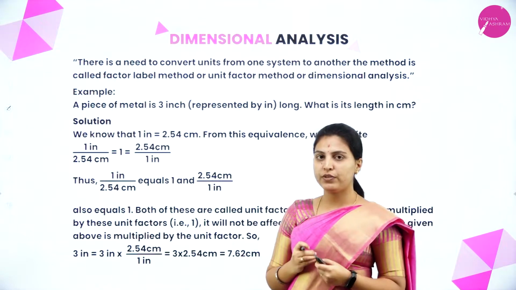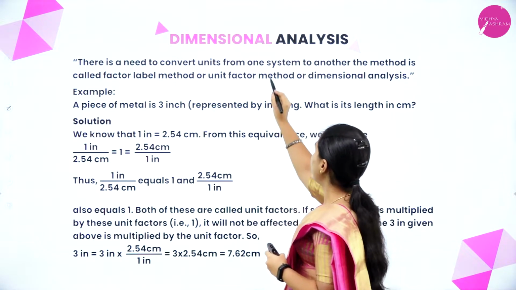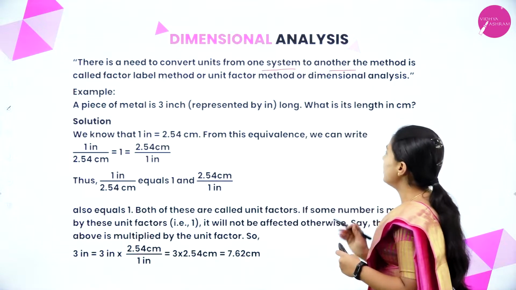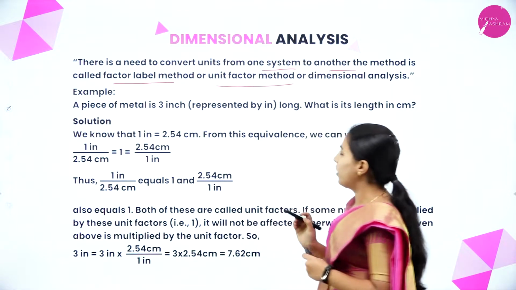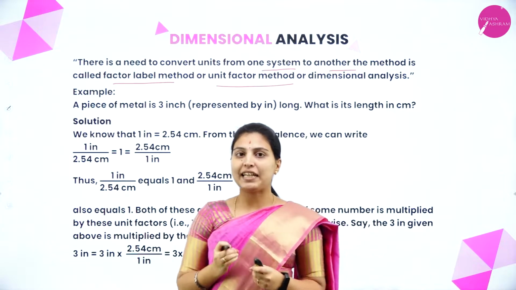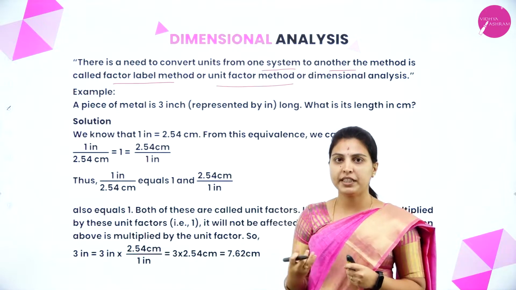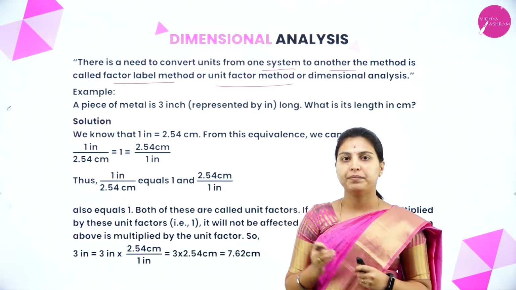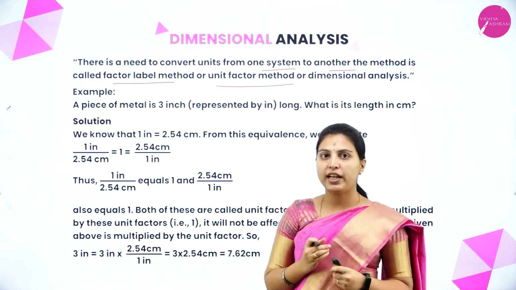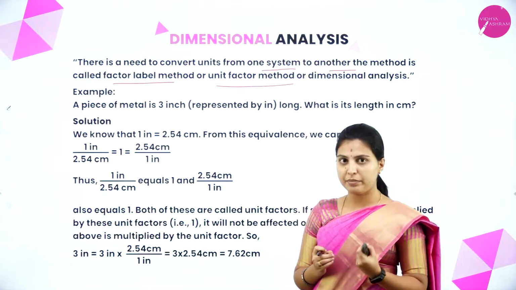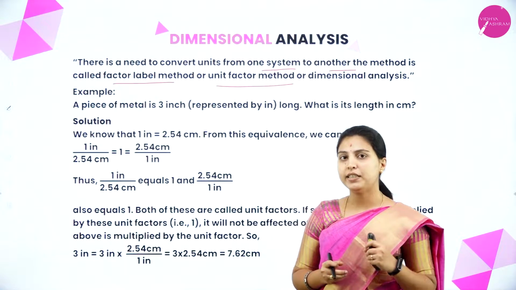Dimensional analysis. First we will understand what dimensional analysis is. There is a need to convert units from one system to another. This method is called the factor label method, or unit factor method, or dimensional analysis. What is the statement telling us? If a quantity is in inches or in meters, you should convert it into another unit. That conversion of one unit to another unit, we call dimensional analysis. It can also be called by two other names, the factor label method or the unit factor method.